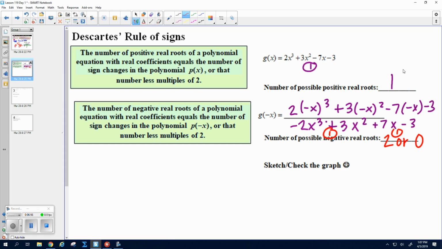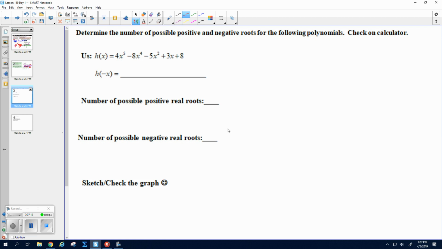So did that match? Did we have 1 positive real root? Did we have 2 negative real roots? Yep. But we still always answer as 2 or 0 because you don't always have to check the graph. This is just for your own visual, to see what we're actually doing. Okay? All right, so let's try this one.